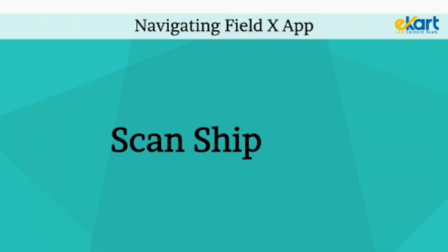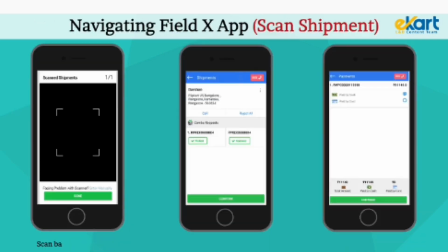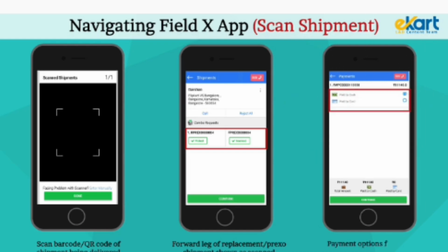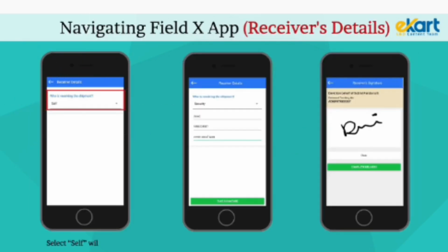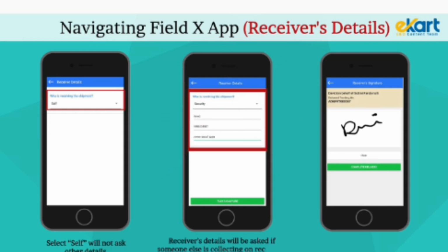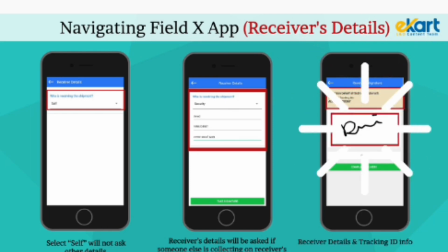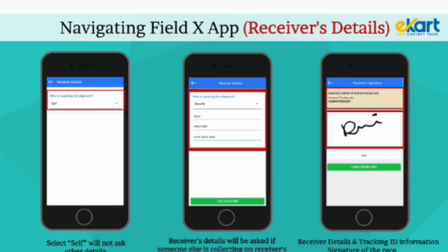Now we come to scanning of shipments. Scan the barcode or the QR code of a shipment being delivered. The forward leg of replacement or Prexo shipments is shown as scanned. Payment options for the forward leg of the shipment. Capturing the receiver's details. Select self and it will not ask for other details. The receiver's details will be asked if someone else is collecting on the receiver's behalf. Receiver's details and tracking ID information, and finally the signature of the receiver.